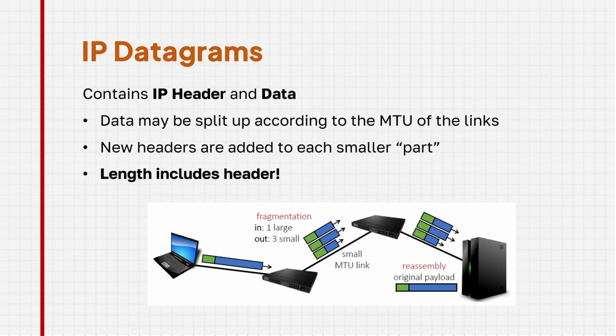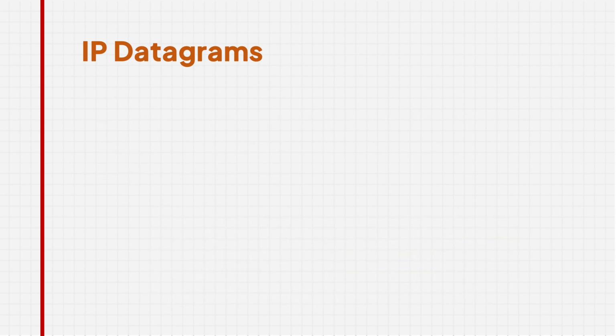So new headers are added to each smaller part. If I want to split a huge IP datagram into smaller datagrams, then I will have to include each IP header inside the smaller datagrams also. Can anyone tell me what is the process of splitting the larger datagrams into smaller datagrams? It's in the slide also. Fragmentation. Okay, fragmentation is when you want to split a huge datagram into smaller size fragments. Any questions? We are going to see fragmentation soon also.